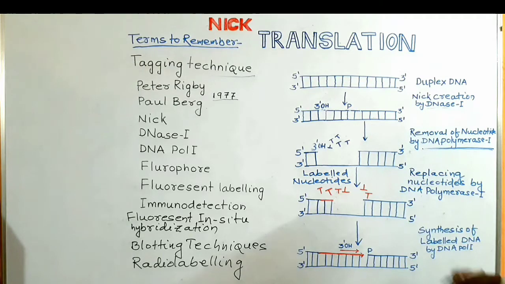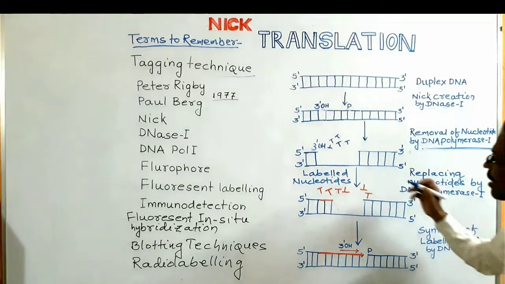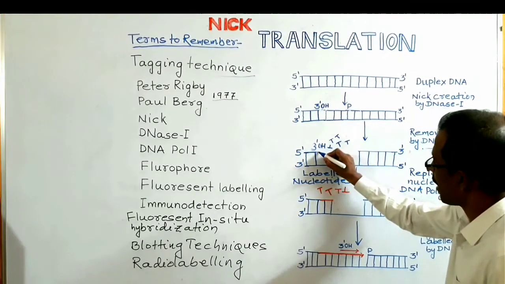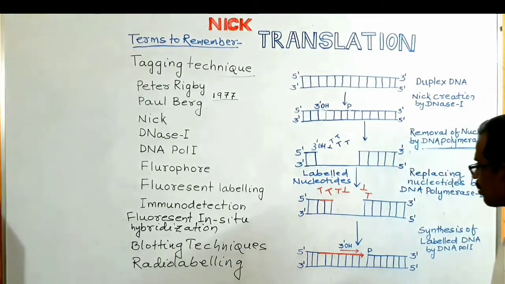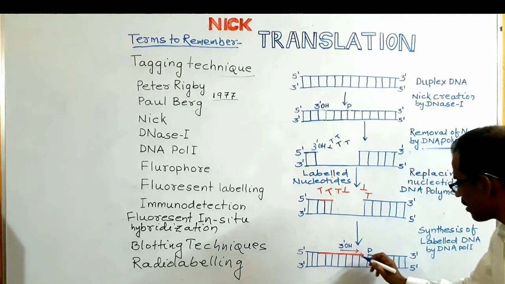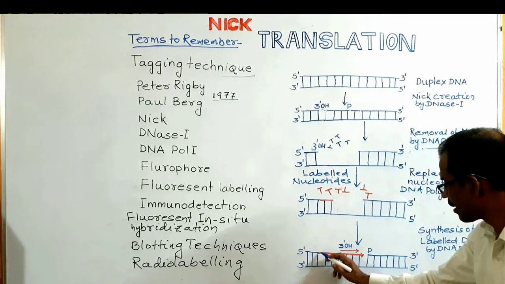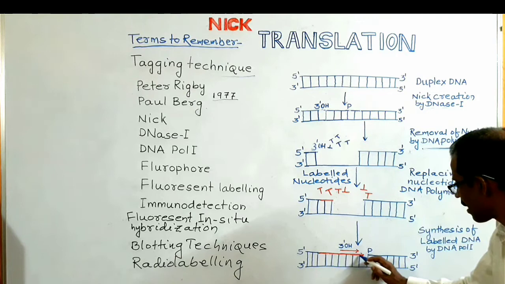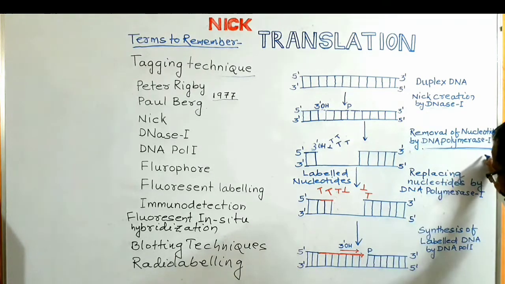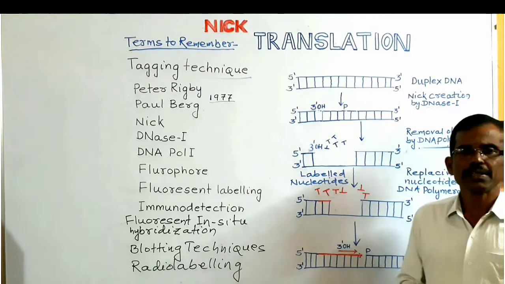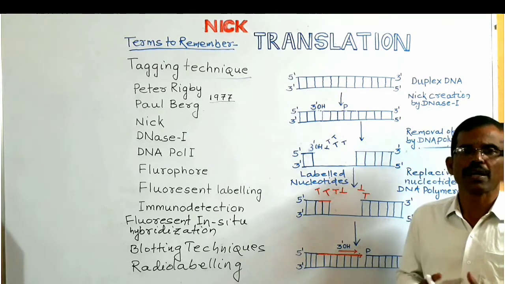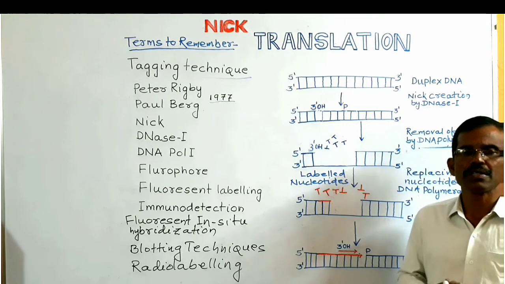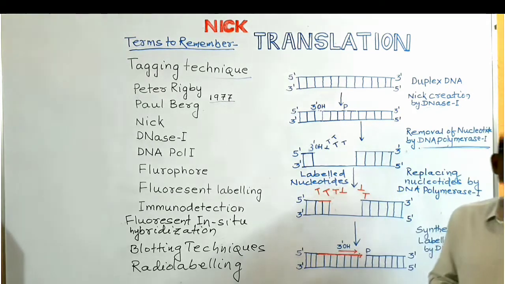After this, DNA polymerase extends the 3' end by adding new nucleotides. So in this last diagram, you see now the 3' end has been extended by the enzyme DNA polymerase 1. The enzyme DNA polymerase 1 catalyzes these two reactions, one is exonuclease reaction and the other is polymerase reaction, simultaneously.